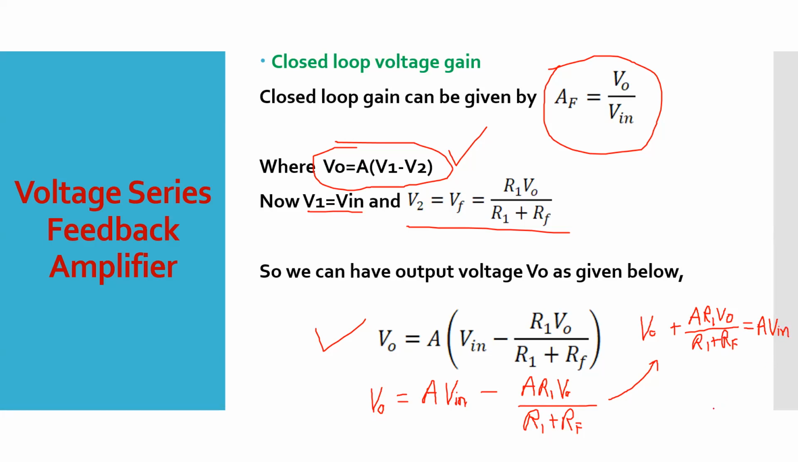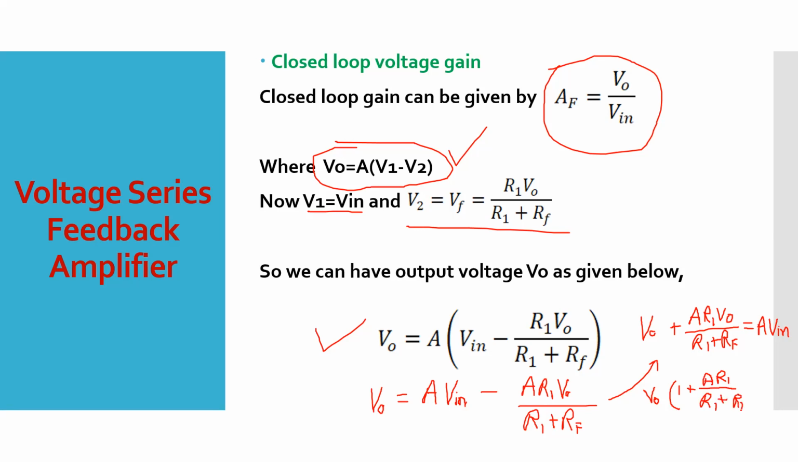Clear? Now you can take V0 common on this side. So if you take V0 common, what will you get? I can take V0 common. In bracket, it will be what? 1 plus AR1 divided by R1 plus RF. Right?